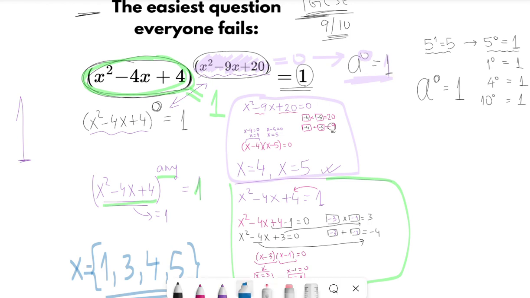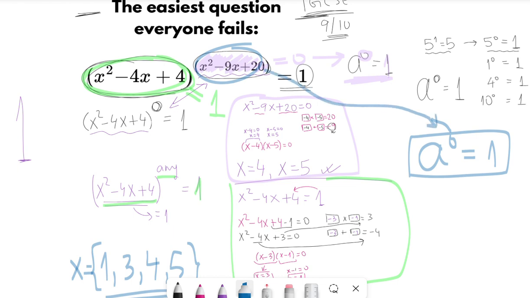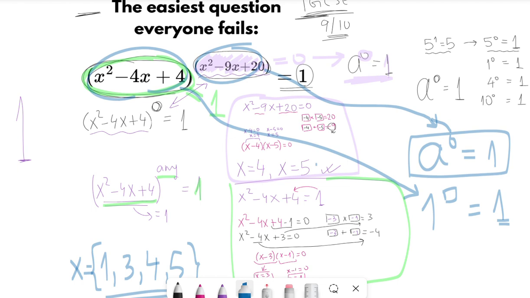Again, the only two properties that we used are that anything raised to the power of 0 is always equal to 1, so we said our exponent is equal to 0. And another property we used is that 1 raised to the nth power is always equal to 1, so we said that the base is equal to 1. And that's it. Two solutions from here, two solutions from here.